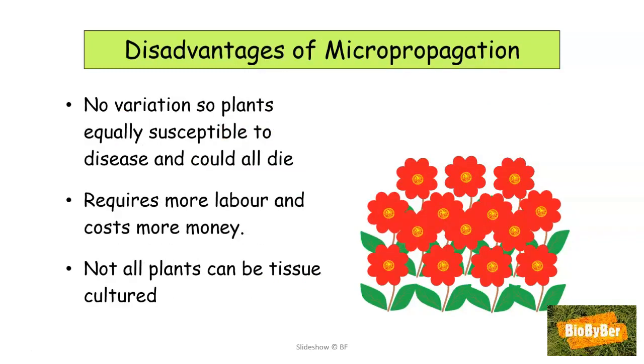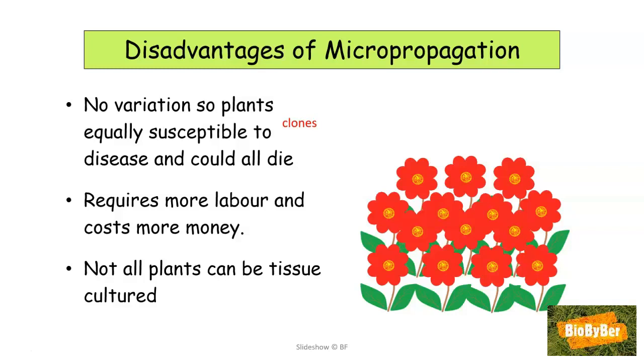The disadvantages of micropropagation are that there's no variation, so the plants are equally susceptible to disease and they could all die. We can understand this from our experience with COVID. Let's suppose everyone in the class catches COVID. Because there's variation in the class, some people will show no symptoms, some people will be coughing and have sore throats, others might wind up going to hospital, and some people might pass away as a result of the disease. Hopefully not. But you get the idea.